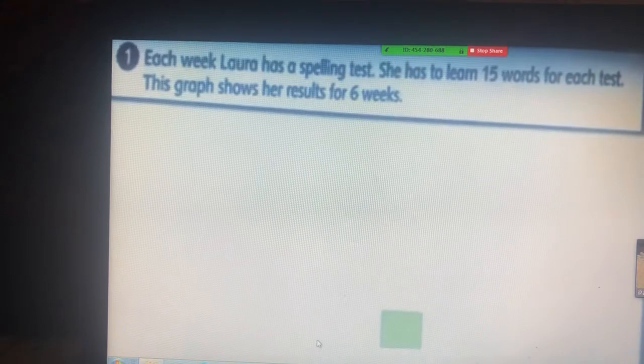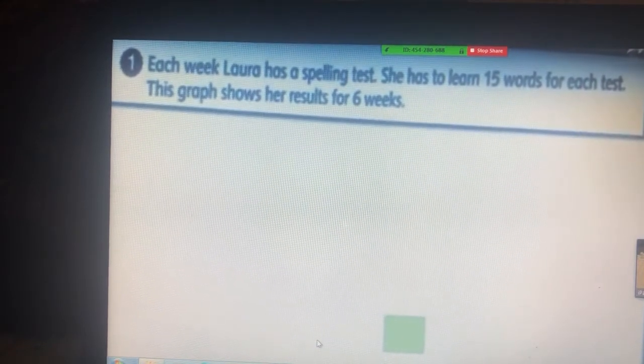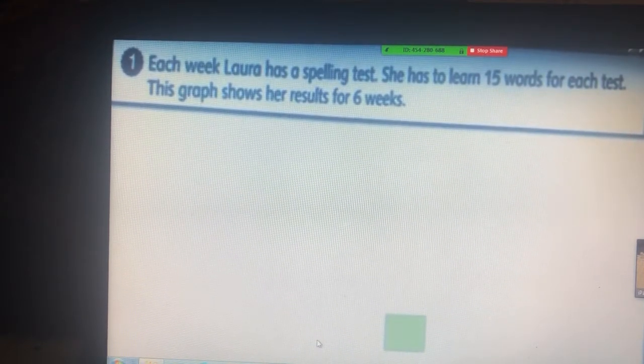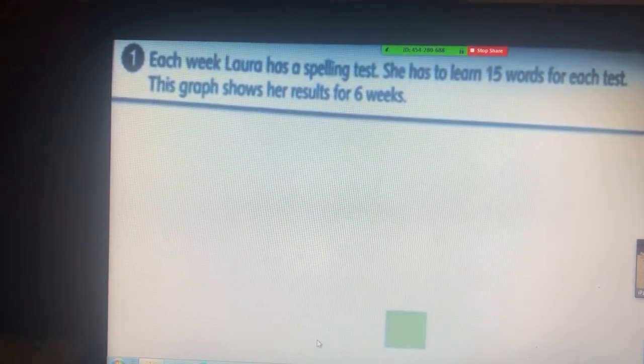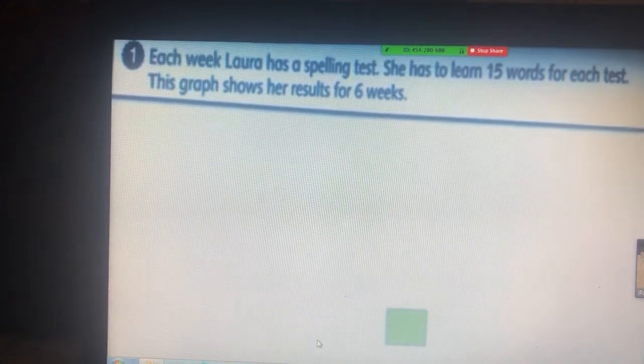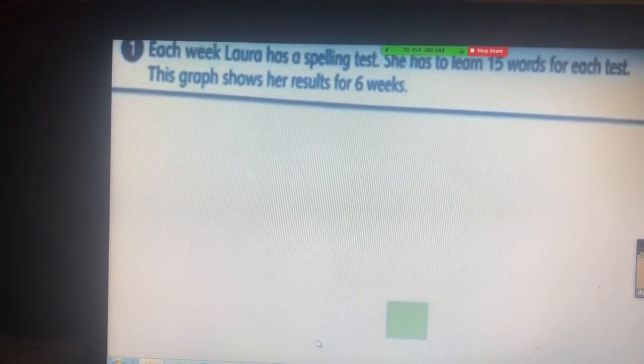I'm going to do with you question number 1, the first one. Let's do it together and see how we do this. Later we will practice on another one because there is gonna be homework on the YouTube itself. You have to go there and answer. Each week Laura has a spelling test and she has to learn 15 words for each test. This graph shows her results for 6 weeks. She had made this spelling test for 6 weeks.